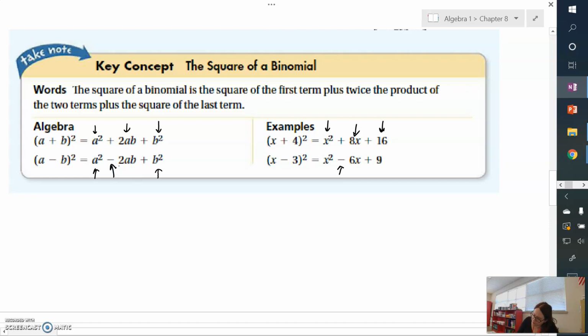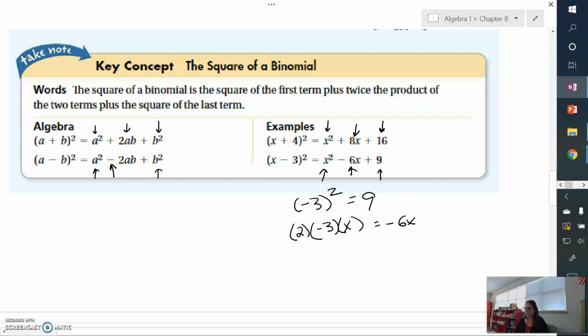So when I do it over here, I square my first term, I get x squared. Square my last term, a negative 3 squared is going to be a positive 9, so that's this one. And then take your middle term, your negative 3 times your x, and then double that to get the middle term, I get negative 6x. So now my answer is x squared minus 6x plus 9. So you have your option. You can actually work it out, or you can use the pattern.